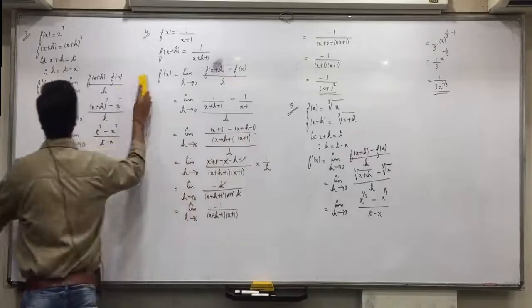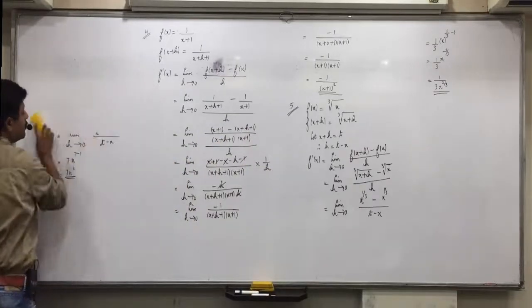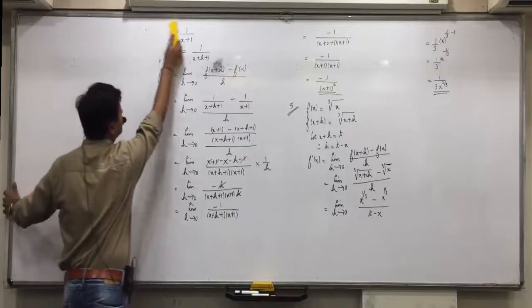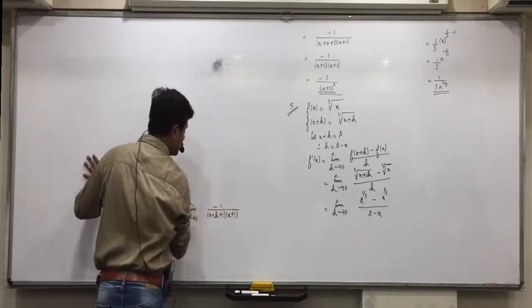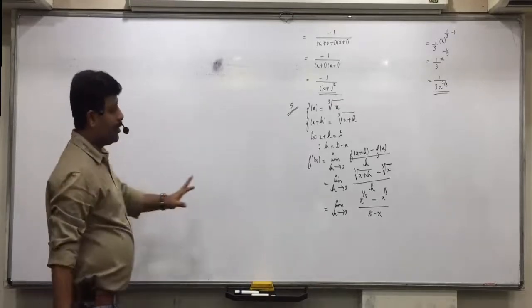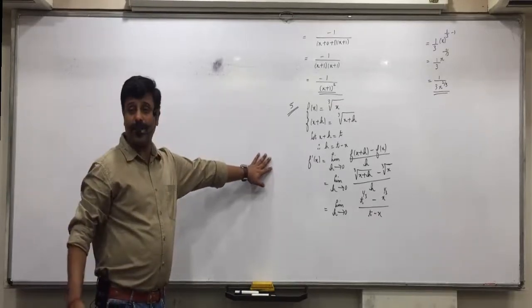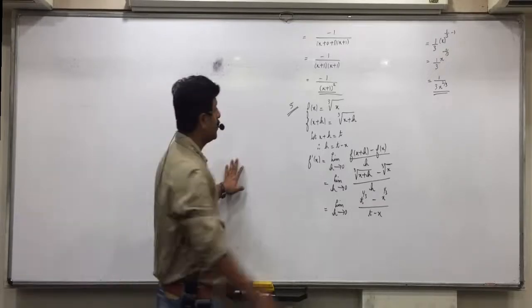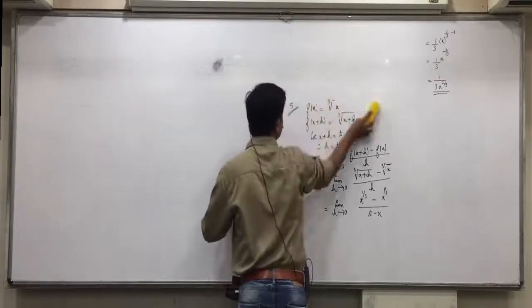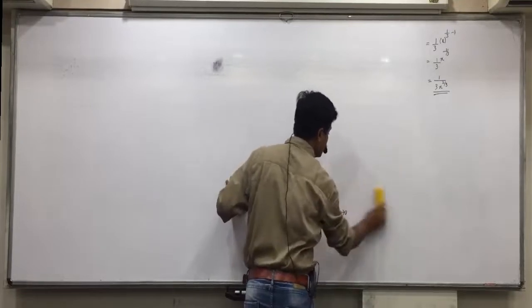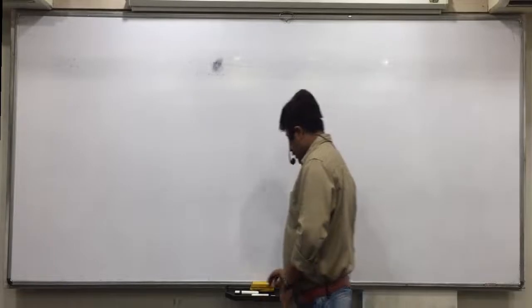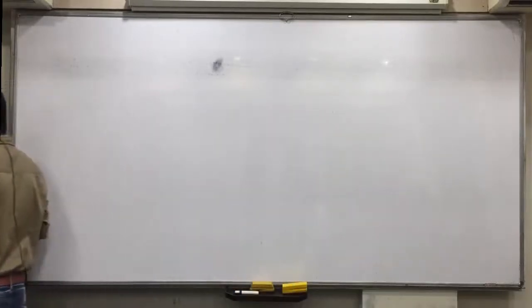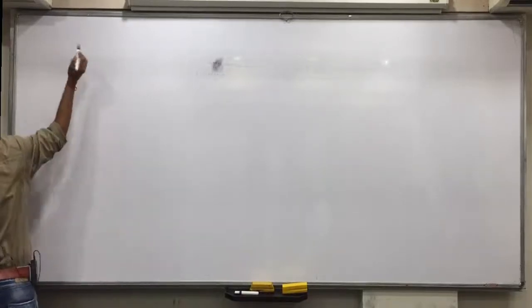Now question number 6. Anyone still solving the 5th question? Raise your hand. Let's look at 6th question now. f(x) equals 2 upon 3x minus 4.